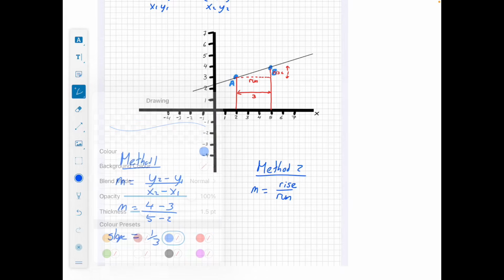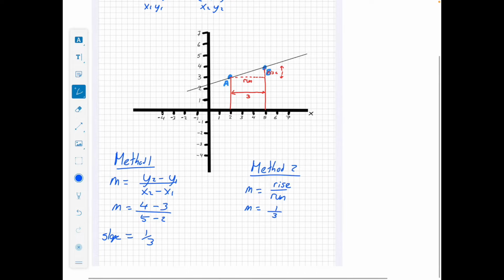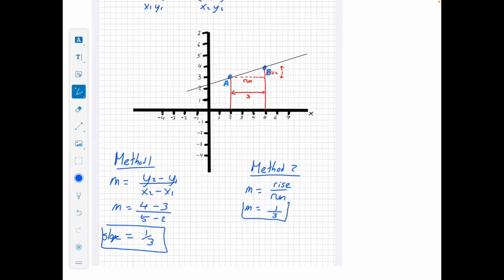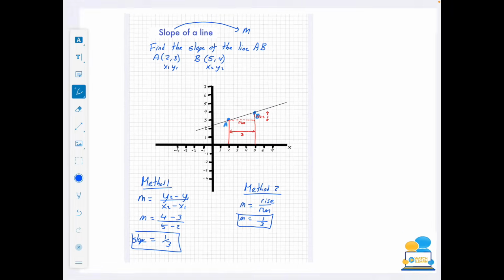So we're just going to fill that into our formula now. So m is equal to the rise, which is 1, all over the run, which is 3. We should notice here we get out the exact same answer, so we get out 1 over 3, both methods. So both methods should always give you the same answer. Just to note, for the second method, you need to have the graph drawn and you need to learn that formula.